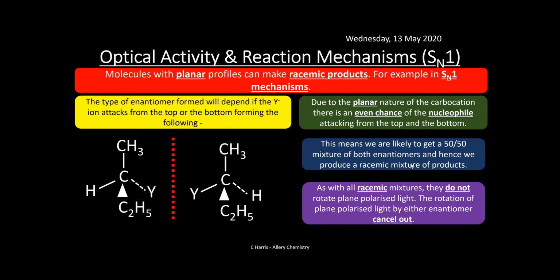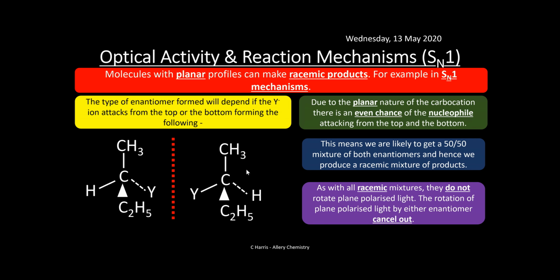As with all racemic mixtures, they do not rotate plane polarized light, as the rotation of plane polarized light by one enantiomer is cancelled out by the other. So you can see the enantiomer on the left here could rotate plane polarized light, let's say, 5 degrees to the left. This one will rotate plane polarized light 5 degrees to the right. So if we have equal amounts of them, then the net effect is no rotation at all.